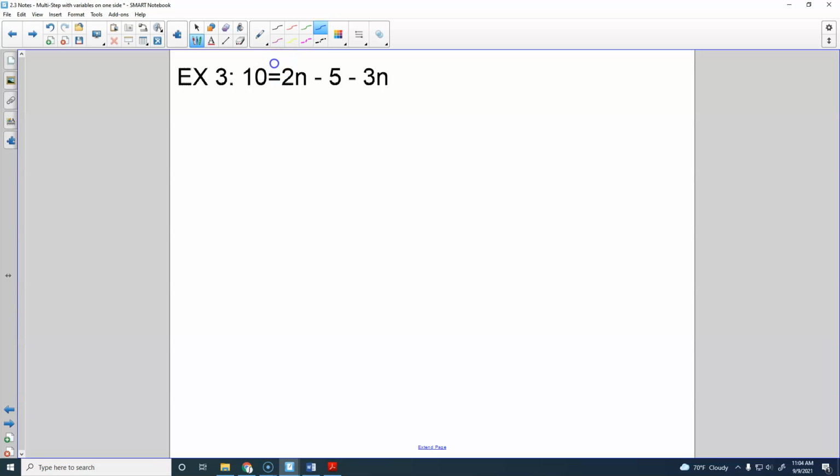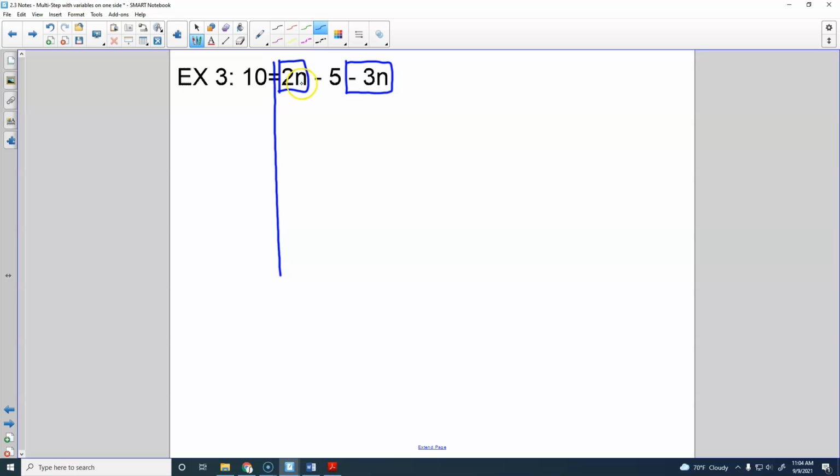Passion, I'm going to let you help me with this one. What would I do first? Is there anything I can distribute? No. Alright, are there any terms I can combine on that right-hand side? The 2n and the 3n. Is that 3n positive or negative? Take the sign in front of it, okay? So we got a negative 3n.